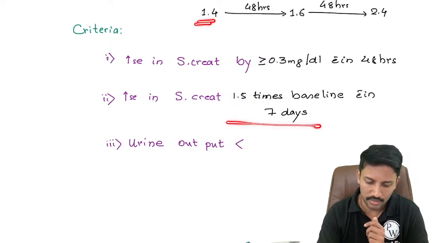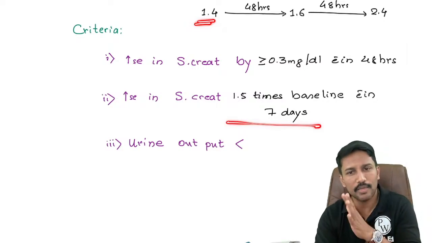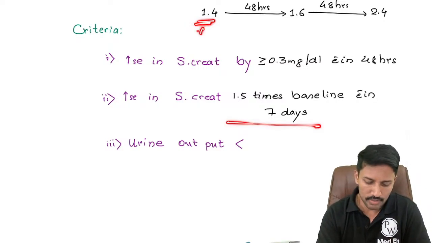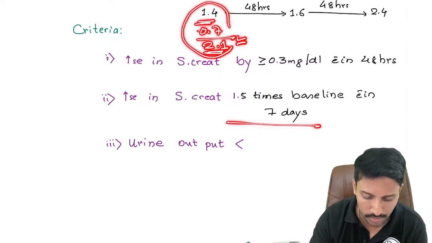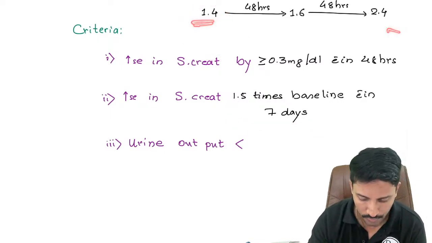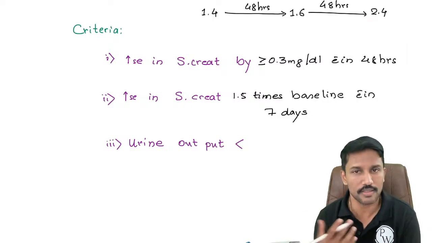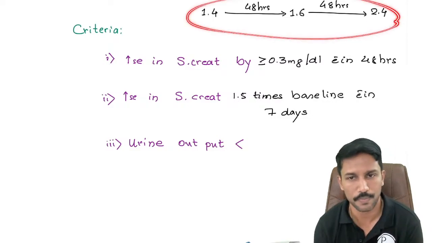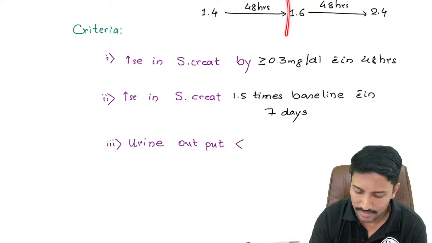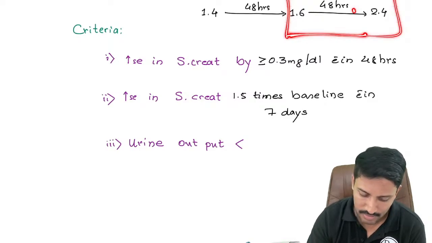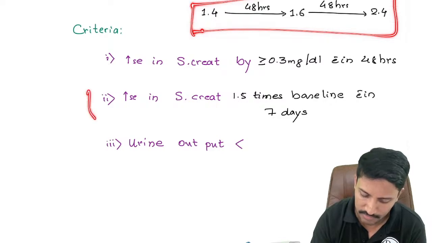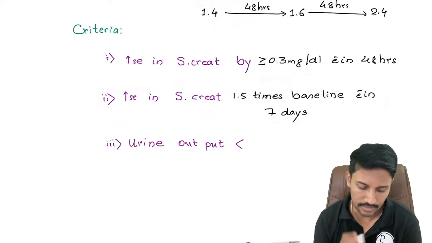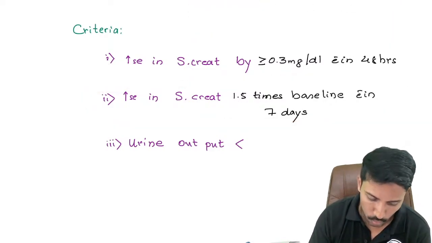Baseline was 1.4, right? 1.5 times 1.4 is 1.4 plus 0.7, which becomes 2.1. So if the creatinine jumps to 2.1 or more within 7 days, we can call it acute kidney injury. In this scenario, yes. If I take this as the baseline, then it satisfies the first criteria. If I take the whole story, then it satisfies the second criteria. These are two number-based criteria.